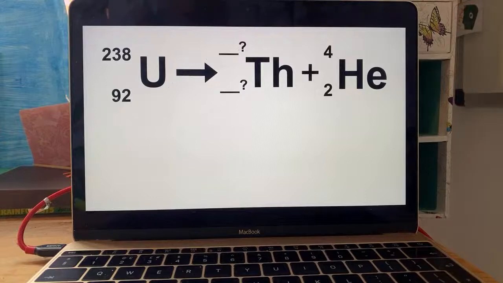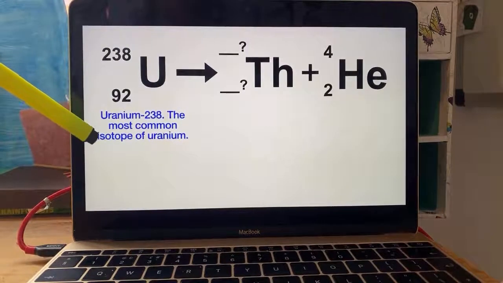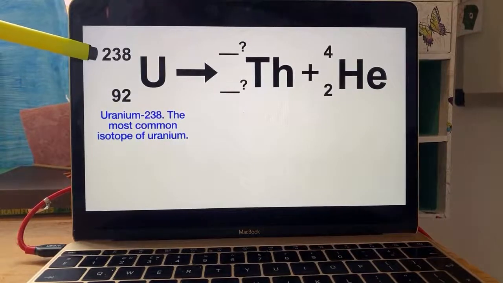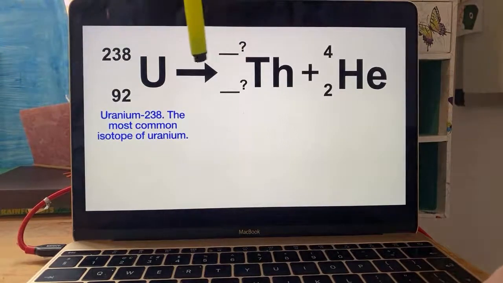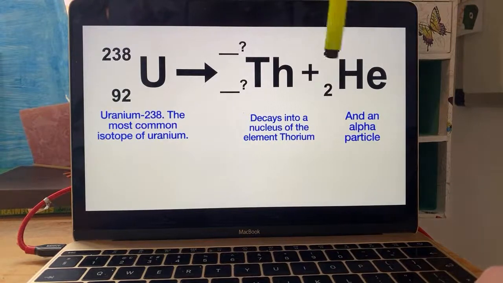Here's the way that the exam might put it, if you ever do this for IGCSE physics. We've got uranium-238 here. That's the most common isotope of uranium. It's got a proton number of 92 and a mass number of 238. So it decays, that's what this arrow means, into a nucleus of the element thorium, and an alpha particle, which we can also call a helium nucleus.